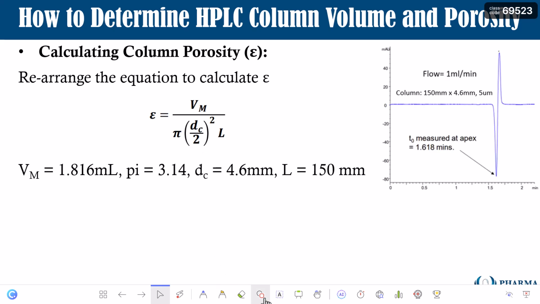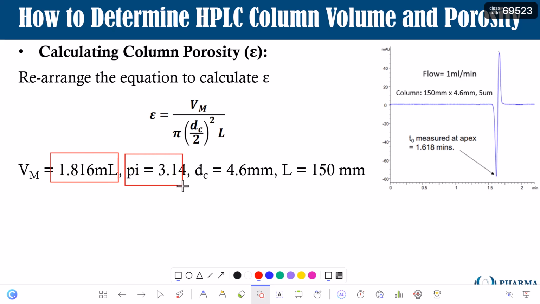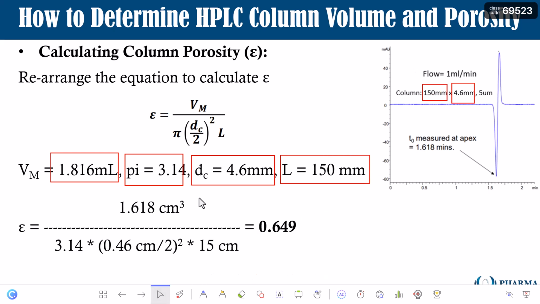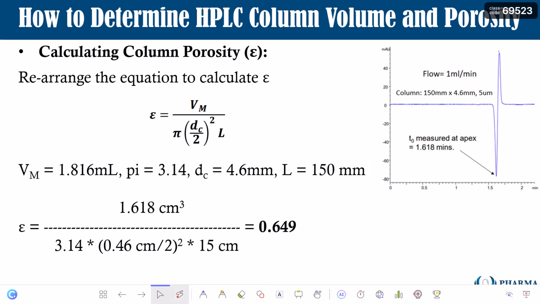So how much is the value we have for the Vm now? This is 1.618, we just calculated. Pi is 3.14, isn't it? The diameter of the column is 4.6 mm. And L is the length, that is 150 mm. So if you substitute all these figures in the above calculation formula, this is a very interesting point to be understood.